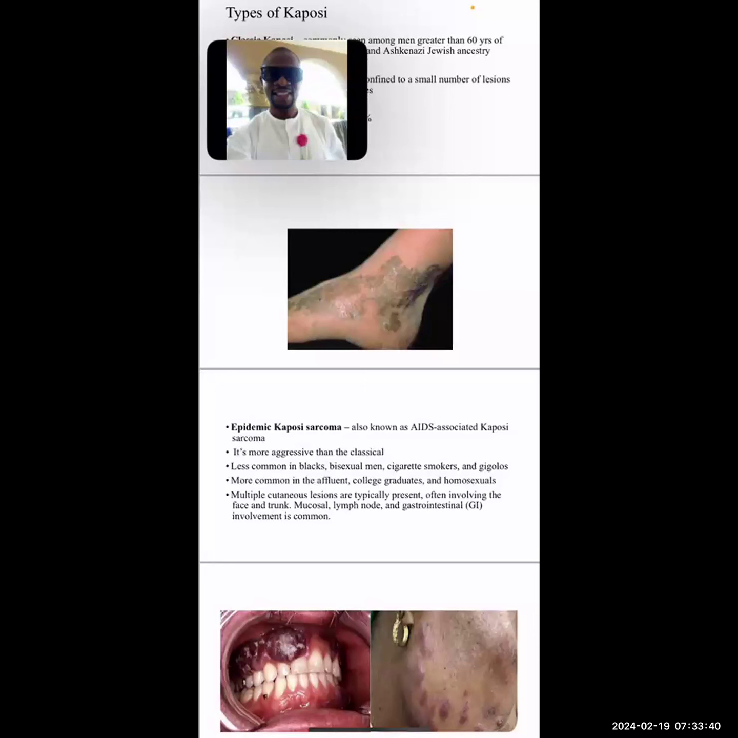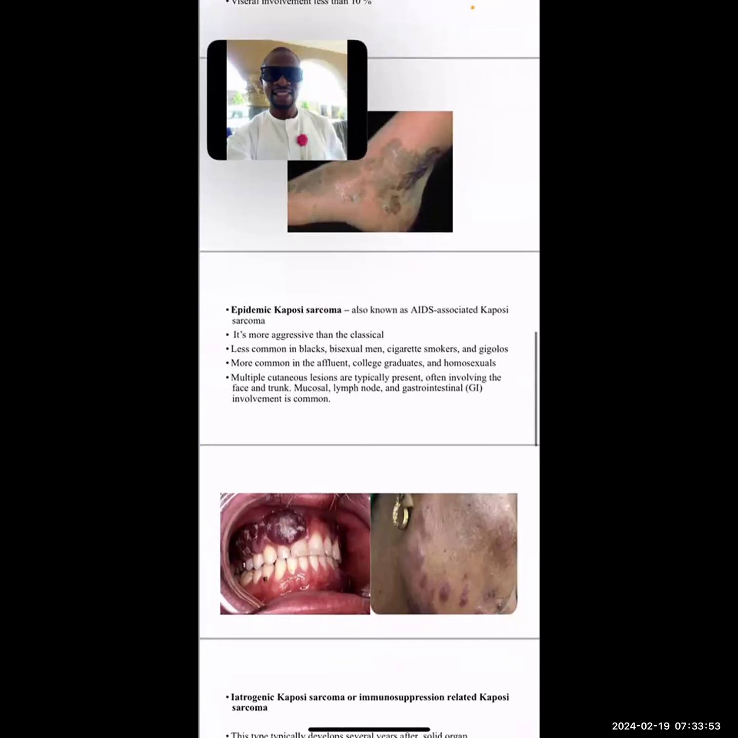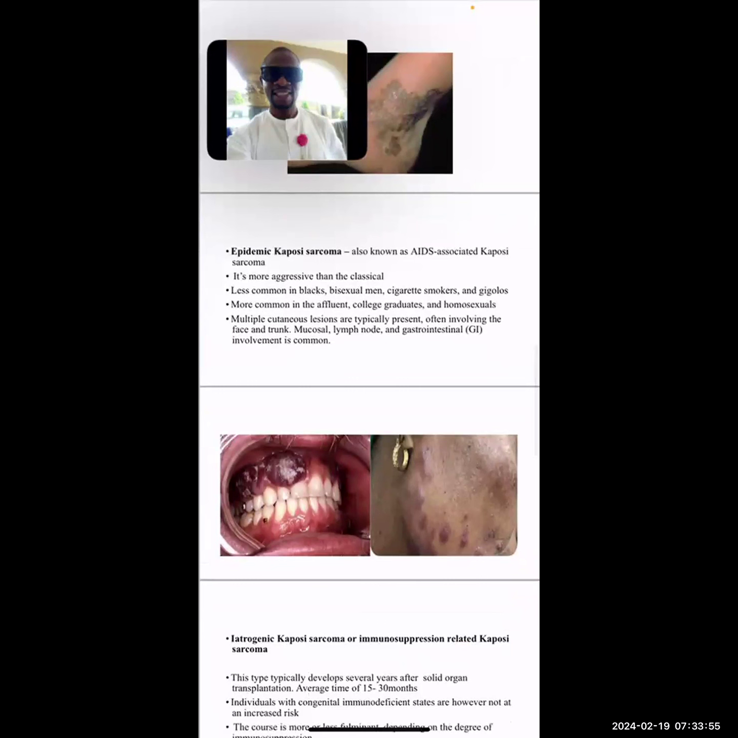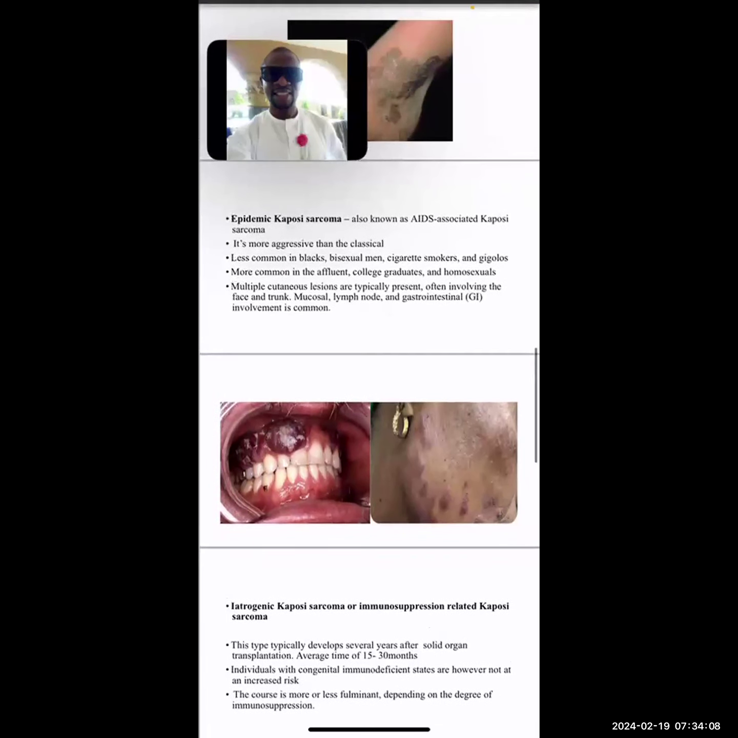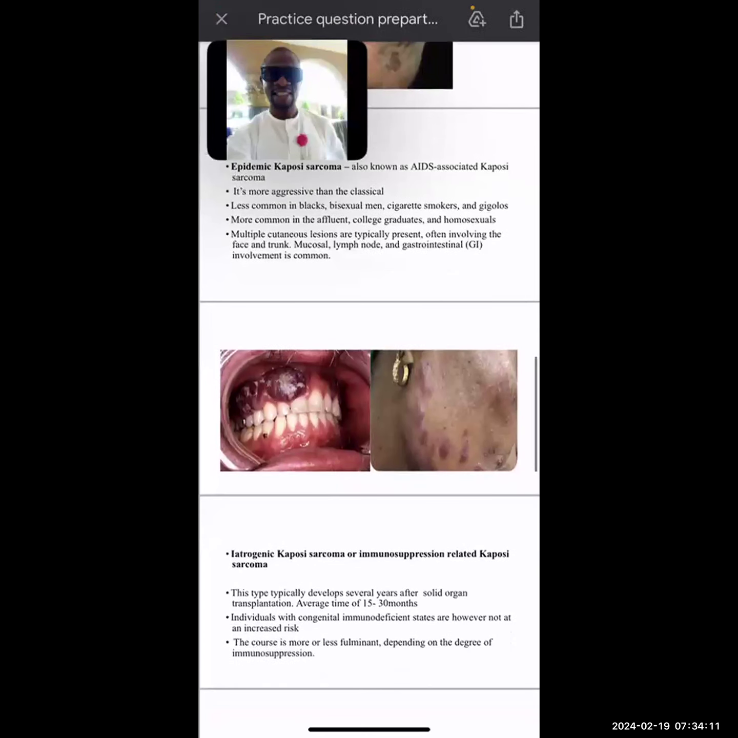Now, it presents as multiple cutaneous lesions, and they are typically present on the face, on the trunk, and can affect the visceral organs, the lymph nodes, and the mucosal region. This is what you see in endemic. So when you begin to see it on the face, affecting multiple organs and also having gastrointestinal manifestations, you'll be looking towards an epidemic Kaposi, in individuals who have AIDS.